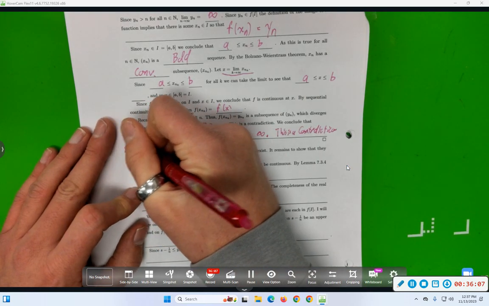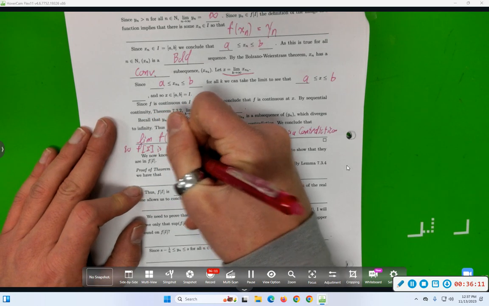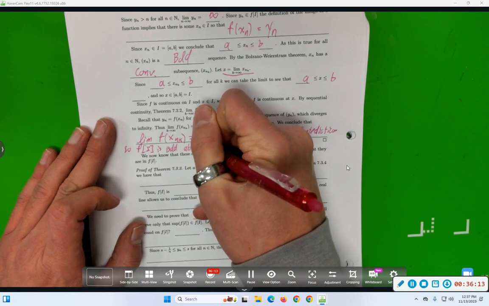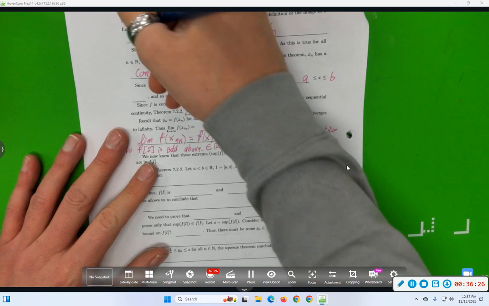So it must be that f of I is bounded above. Do you think you could adapt this proof to get bounded below? Yeah, I think the only difference would be changing your choice of y sub n.